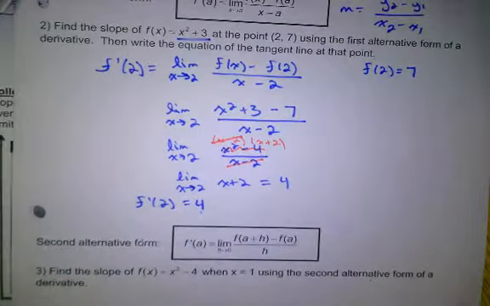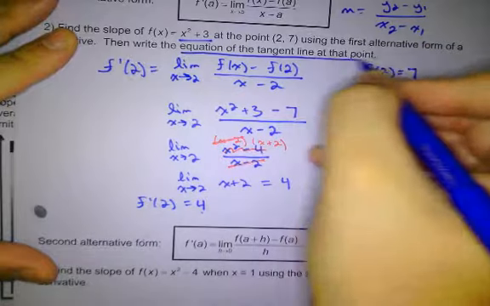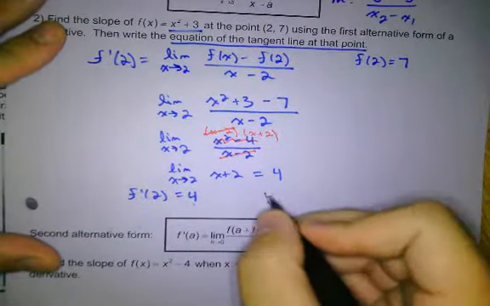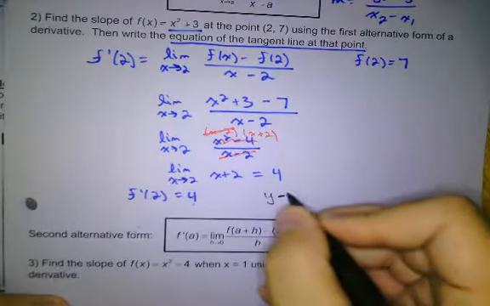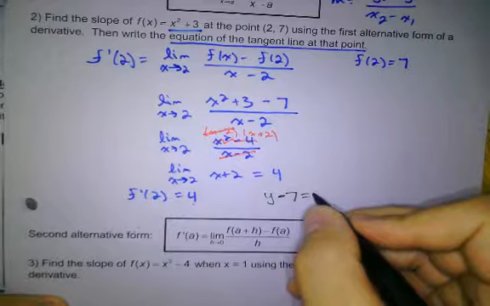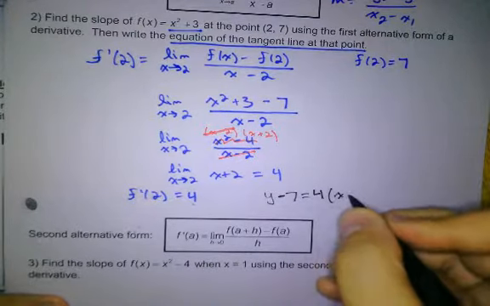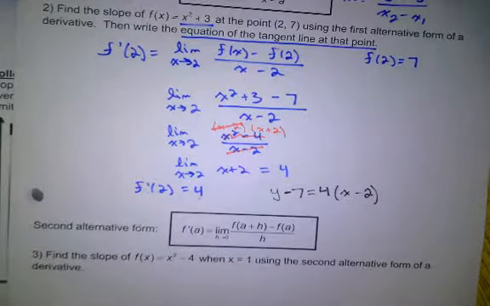So our slope is equal to 4. It says write the equation of a tangent line at that point. So all I do is I literally just plug everything in. So y minus y1, which is 7, equals slope, which is 4, x minus 2, and call it a day.